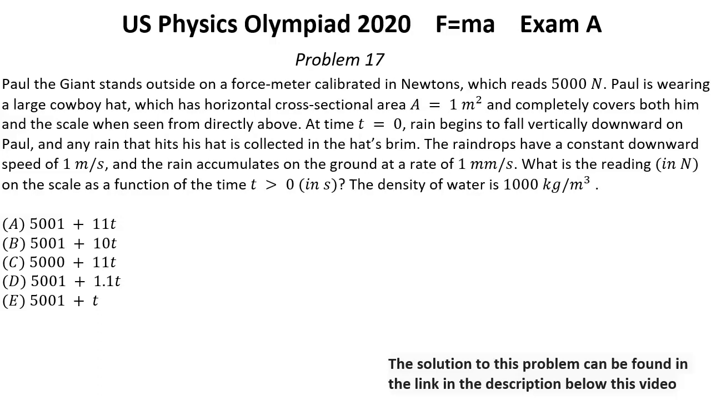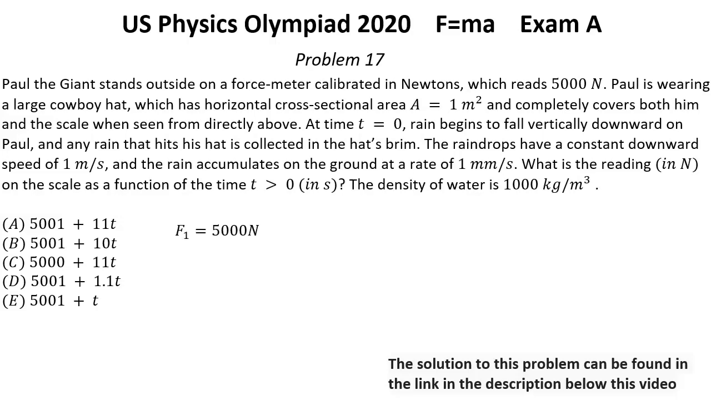Solution for problem number 17. The force on the scale has 3 components. First, Paul's weight. Second, the weight of the water collected in the hat. And third, the force associated with changing the momentum of the downward falling rain. Component 1 gives a constant weight of 5000 newtons.